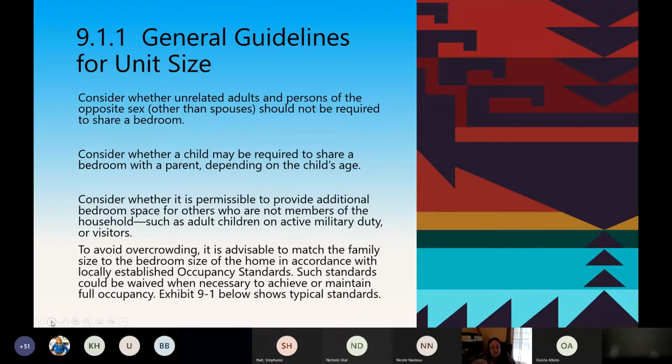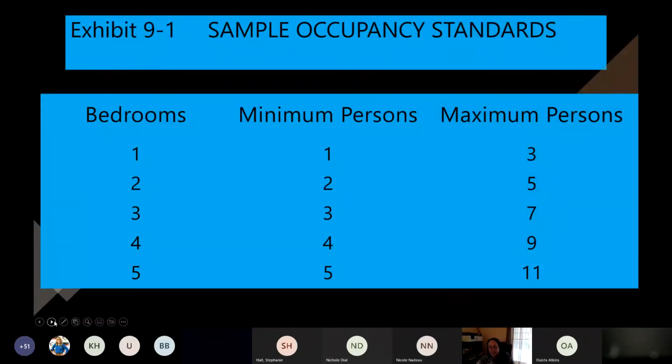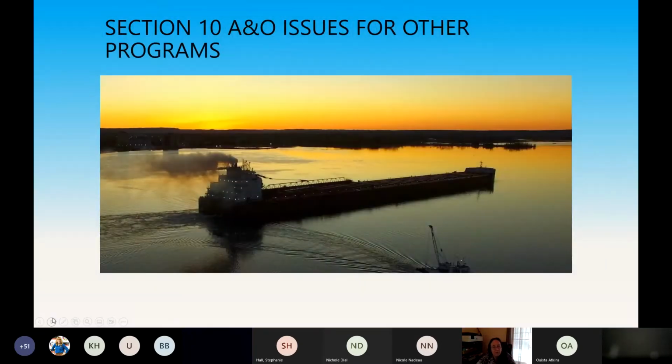To avoid overcrowding, it's advisable to match the family size to the bedroom size of the homes in accordance with your locally established occupancy standards. Such standards could be waived when necessary to achieve or maintain full occupancy. Exhibit 9.1 shows you typical standards. This is 1 bedroom, 1 person; 2 bedrooms, 2 people, could be a dad with a daughter. This is one of the sample occupancy standards. So, your A&O issues for your other programs.